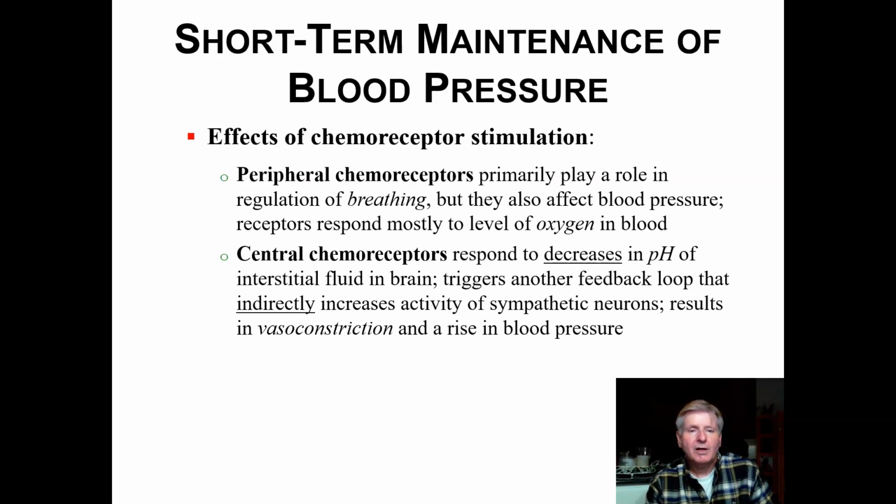Okay. Then you have the effects of chemoreceptor stimulation as another short-term maintenance of blood pressure. Your peripheral chemoreceptors primarily play a role in regulation of breathing, but they also affect blood pressure. These receptors respond mostly to oxygen levels in the arterial blood. The central chemoreceptors, like in the brainstem, respond to decreases in pH of the interstitial fluid in the brain. And that triggers another feedback loop that indirectly increases activity of your sympathetic neurons and results in vasoconstriction and thus an increase in blood pressure.